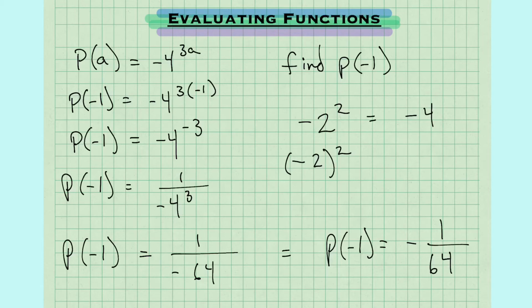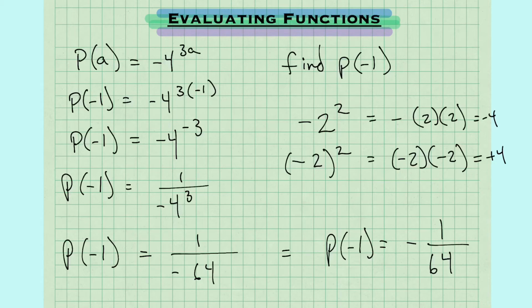Here, we're saying let's square negative 2. So that's negative 2 times negative 2. That's going to give us a positive 4. In other words, this one up top is saying negative 1 times 2 squared, that's where we get our negative 4. This one is saying negative 2 times negative 2. That's a positive 4.